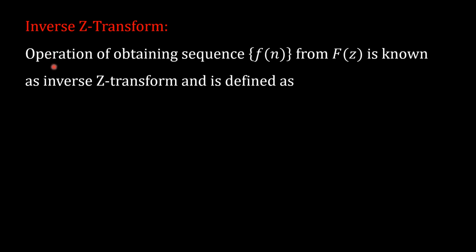Inverse Z transform: the operation of obtaining the sequence f of n from the Z transform F of z is known as inverse Z transform and is defined as Z inverse of F of z is equal to f of n. This Z inverse is called the inverse Z transform operator. F of z is the Z transform of the sequence f of n. Therefore, its inverse is nothing but the original sequence f of n.